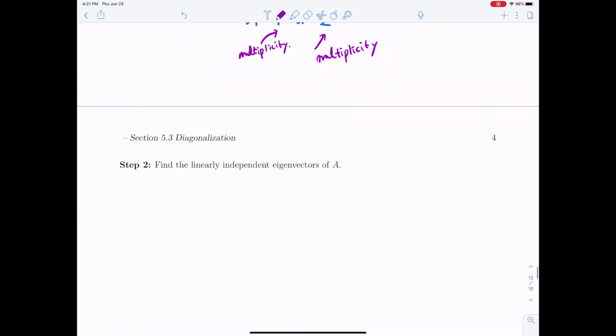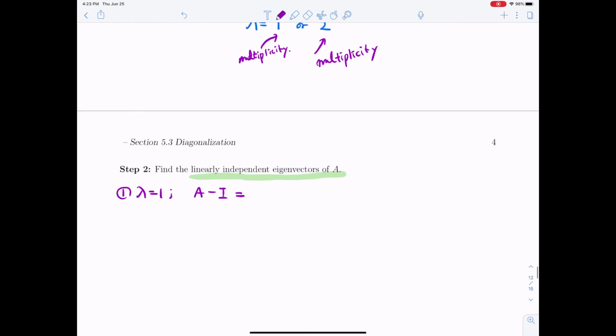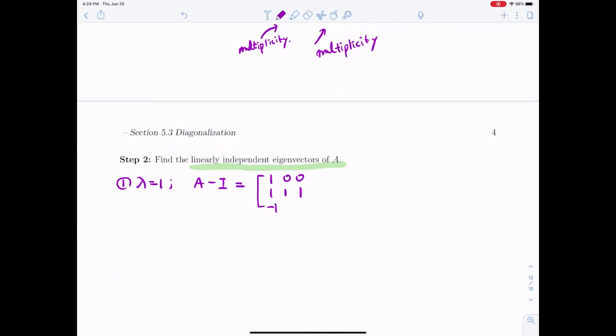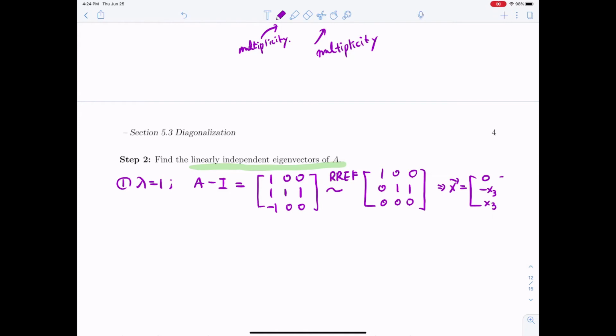The next thing you want to do is to find the linearly independent eigenvectors of the given matrix. When lambda is 1, the eigenvectors are the solution set of the homogeneous equation (A minus I) times x equals 0. So we have to calculate the null space of this matrix. If you subtract I from A above, you get [1, 0, 0], [1, 1, 1], [negative 1, 0, 0]. If you RREF this matrix, then you will get [1, 0, 0], [0, 1, 1], [0, 0, 0]. So the solution set for the homogeneous equation is x1 is 0, x2 is negative x3, and x3 is a free variable. This gives you x3 times the vector [0, negative 1, 1].